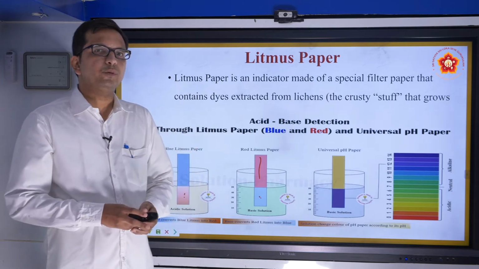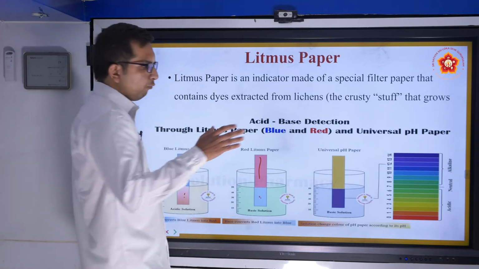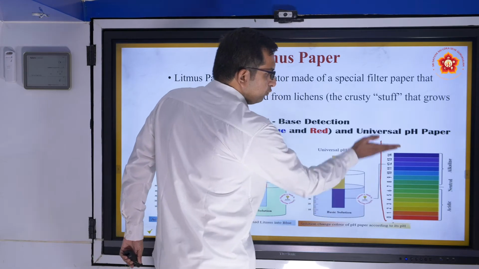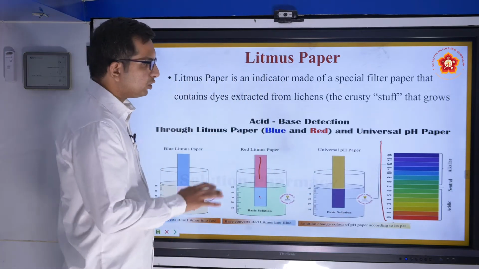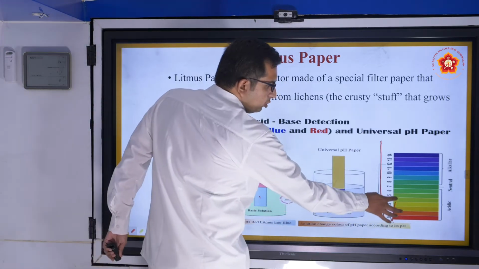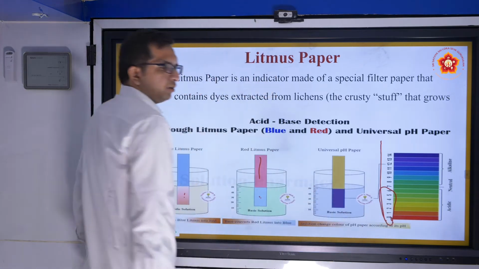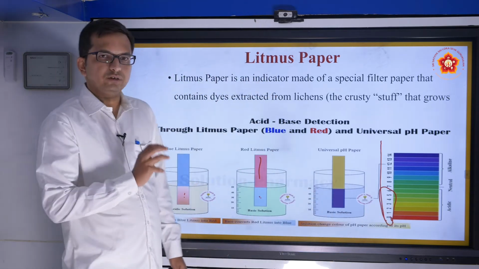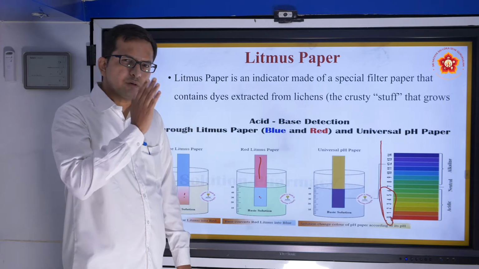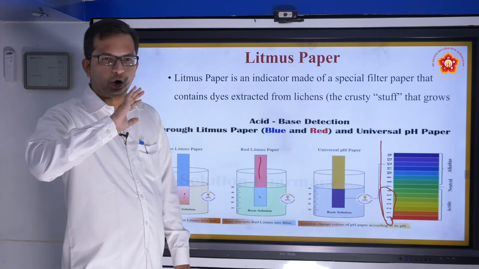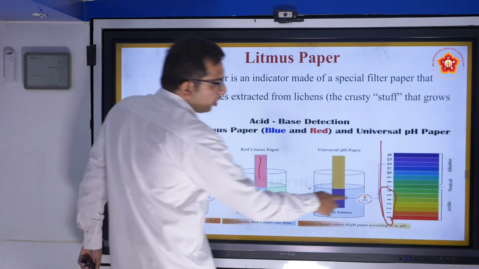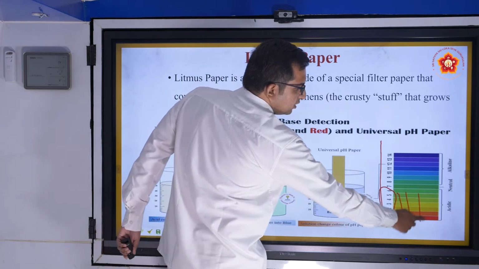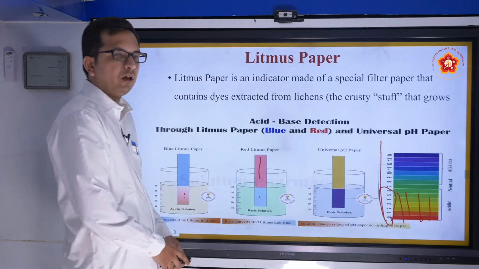Now what is this universal pH paper? We have pH values from 0 to 14. Now what is this 0 to 14? This 0 to 6 is the acidic identification. So if the pH value comes from 0 to 6, either you can talk in terms of value or in terms of these colors. All these colors are acidic in nature.